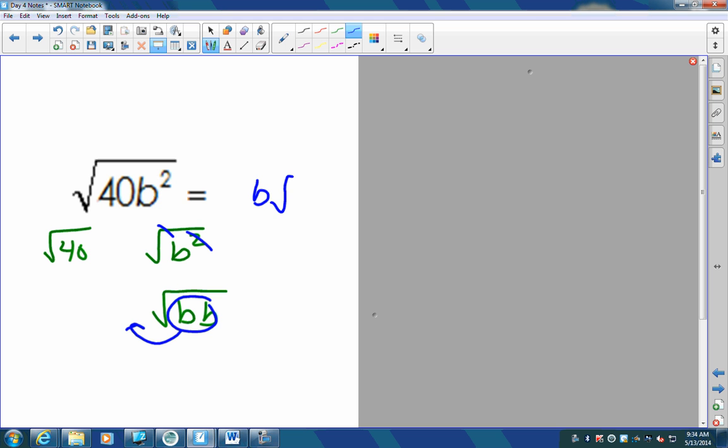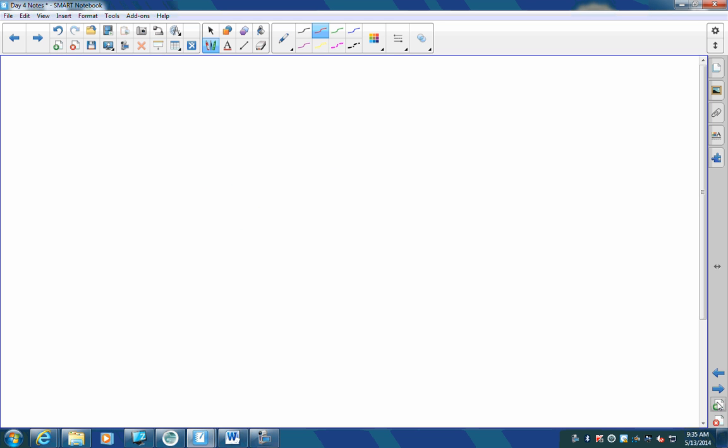Now I just need to figure out the 40. If I split up the 40, it splits up as 4 and 10. Well, 4 is a perfect square. The square root of 4 is 2. So it'll be 2b square root of 10. That will be how far it's simplified. Let's look at another one. If I have the square root of, let's do 32 x squared y to the third.